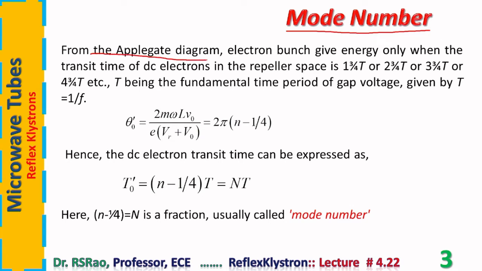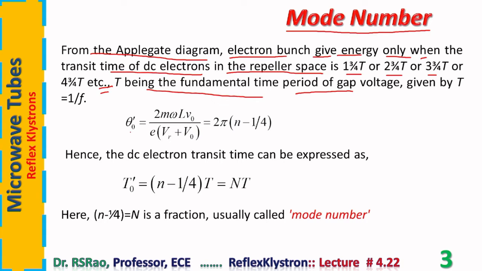From the Applegate diagram, the electron bunch gives energy to the gap only when the transit time of DC electrons in the repeller space is 1 3/4 T, 2 3/4 T, 3 3/4 T, or 4 3/4 T, etc., T being the fundamental time period of the gap voltage. Of course, it is equal to 1/f.